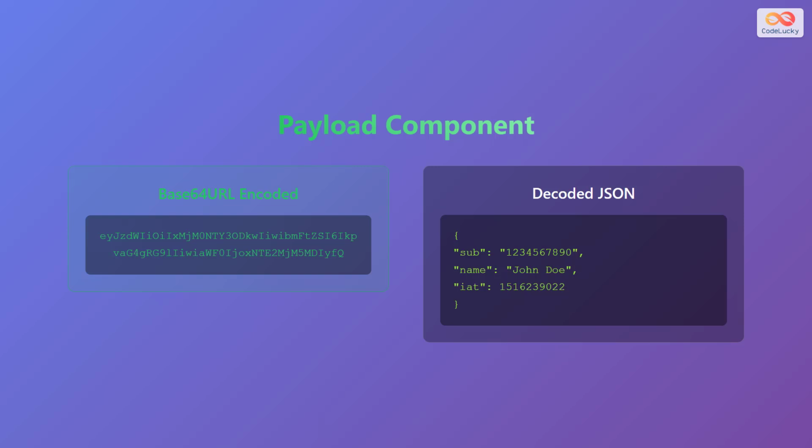For example, here is the encoded text, and the decoded version is: sub is 1234567890, name is John Doe, and iat is 1516239022.